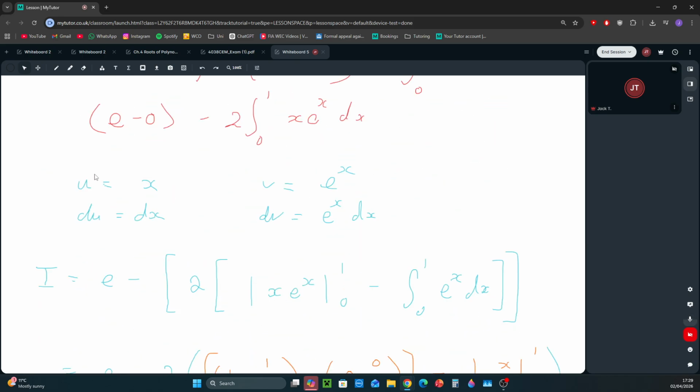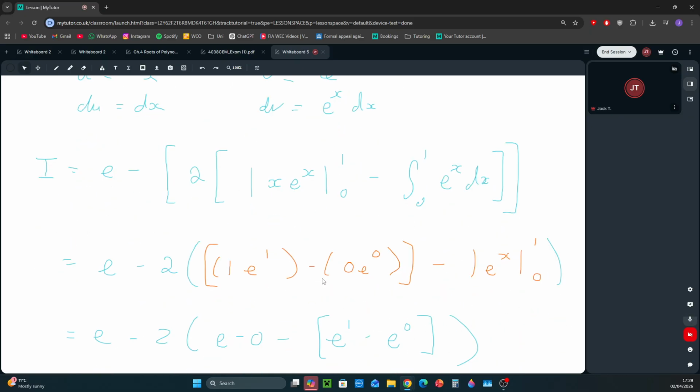Our uv is just x e to the x, which we're evaluating from 1 to 0. And our resulting integral is v du, which is just e to the x dx, which is just itself. So that's really easy to evaluate. So again, this is me just subbing in my 1 and 0 from here. So I've got 1 times e to the 1, so I've got e here. And I've got 0 times e to the 0, so that's 0 times 1 or 0. So that is just going to come out to e, even though it's x to the 1, not x squared. Because it's 1 we're dealing with, it still just comes out as e.